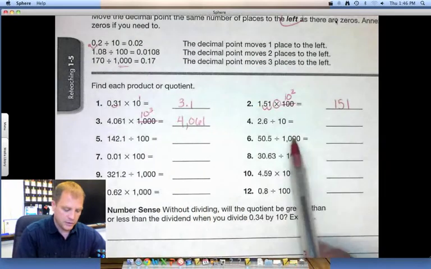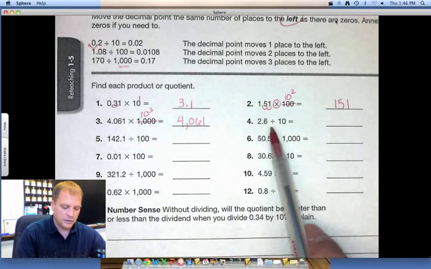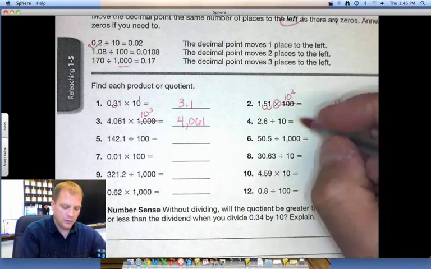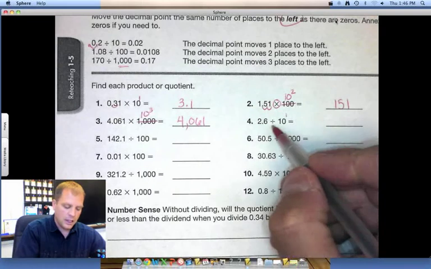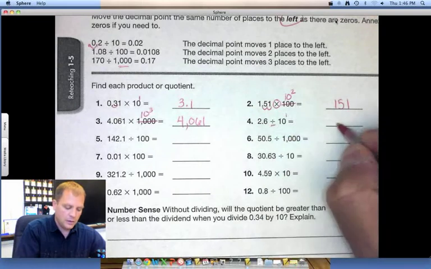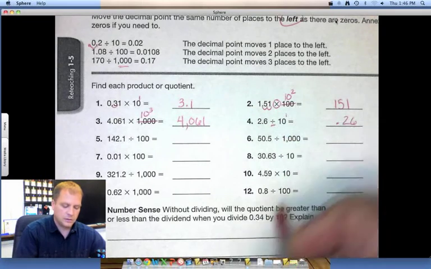I suppose we should do one division problem too. 2.6 divided by 10. Remember, you could think of this as 10 to the first power. You're moving it to the left one place. So the answer is 0.26.